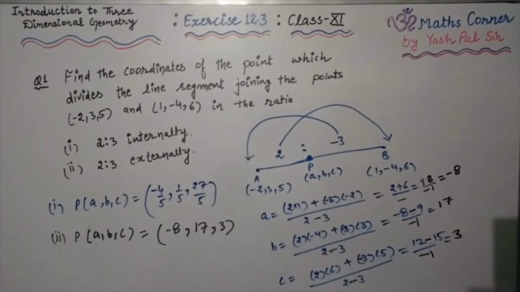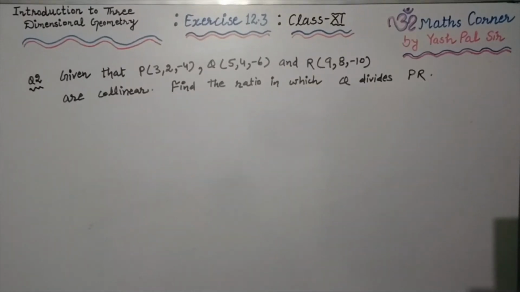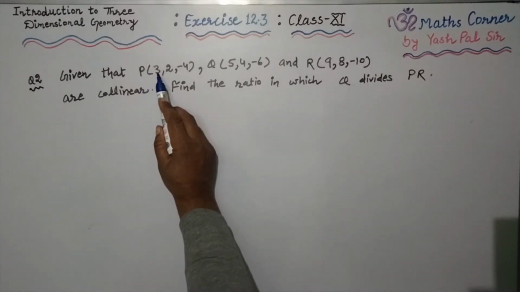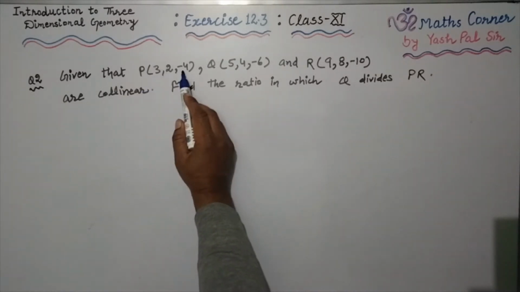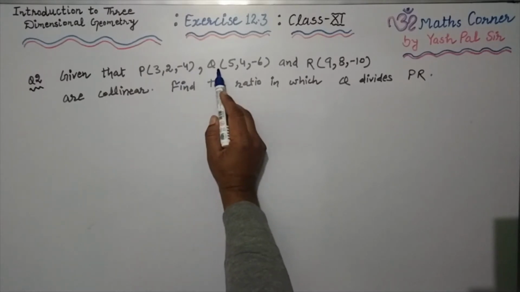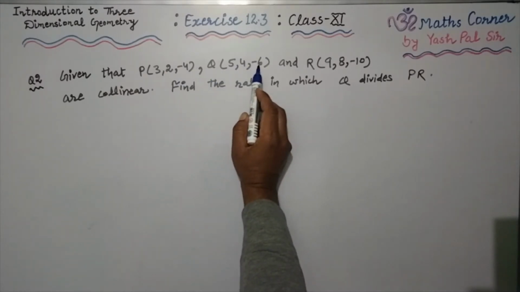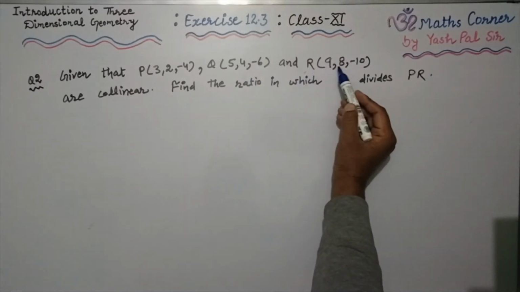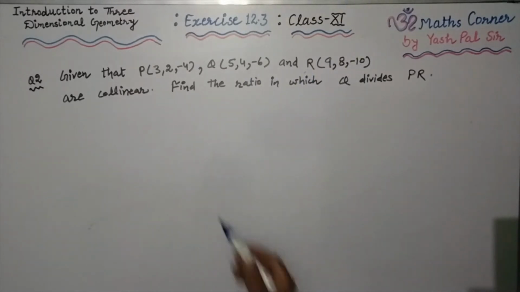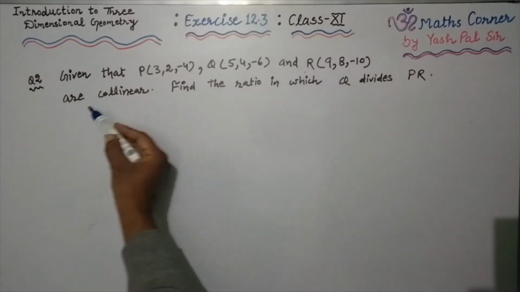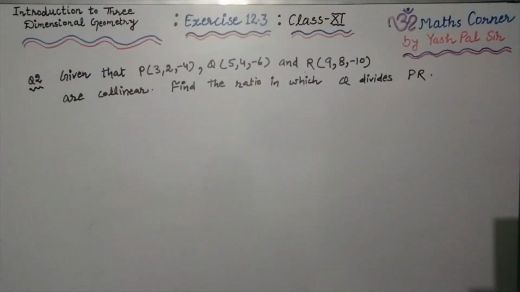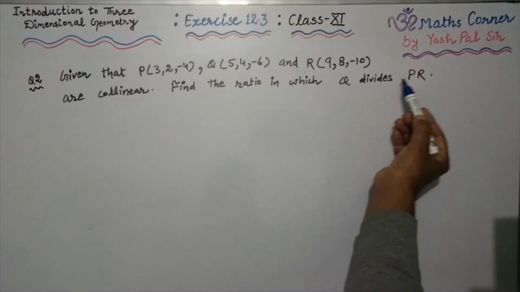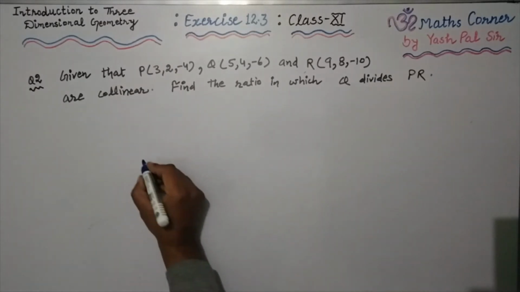Now we shall go to question number 2. Question number 2. Given that point P coordinates are 3, 2, minus 4, point Q coordinates are 5, 4, minus 6, and point R coordinates are 9, 8, minus 10. P, Q, R are collinear. This is given. Find the ratio in which Q divides PR.